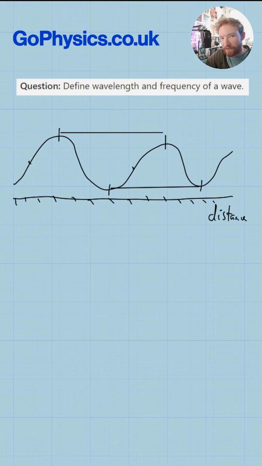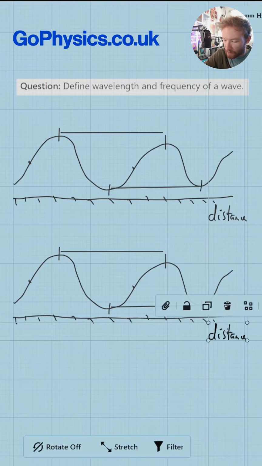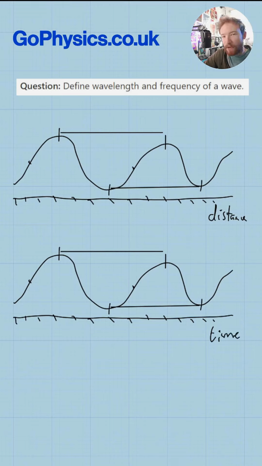distance. Now, how this differs to frequency would be if we change this definition of distance or wavelength to be time, so a measurement of time instead, then it would allow us to find how long it takes between each wave, which would be the time period.